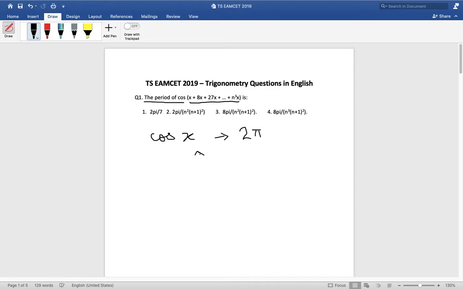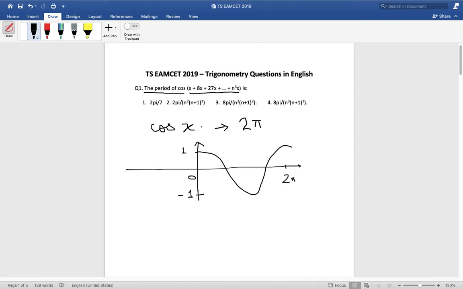Because when you draw the graph of cosine of x, it's a periodic function. So this is 0, this is pi by 2, this is pi, this is 3 pi by 2, this is 2 pi. All the values go between plus 1 and minus 1. All the values after 2 pi will start repeating themselves, right? So this has a period of 2 pi. Cos of x has a period of 2 pi, but this is not exactly cos of x.